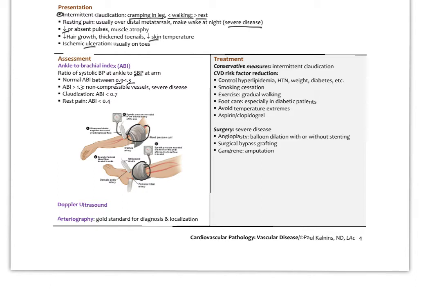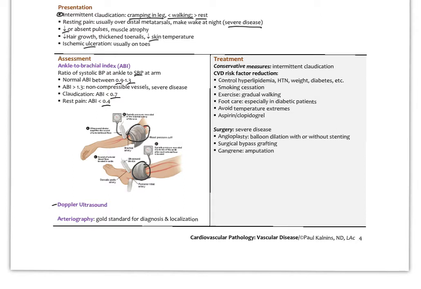Claudication, though, typically will be where the ABI is less than 0.7, and if there is pain at rest, again indicating much more severe disease, the ABI is usually under 0.4. So this is a very simple but useful method for assessing peripheral artery disease.